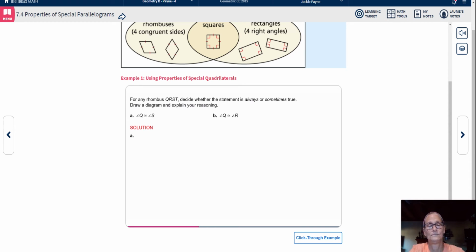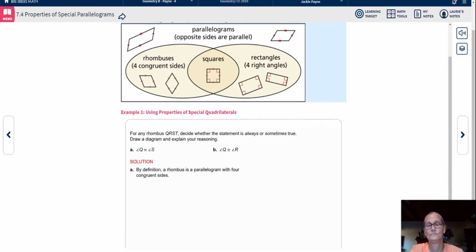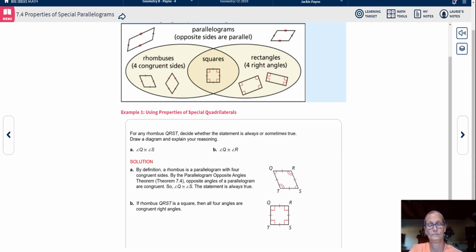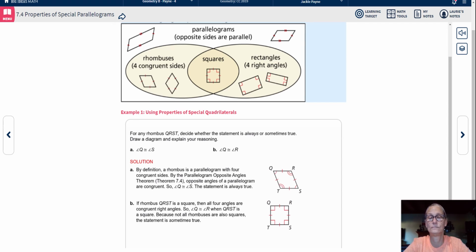Solution. Part A. By definition, a rhombus is a parallelogram with 4 congruent sides. By the parallelogram opposite angles theorem, opposite angles of a parallelogram are congruent. So, angle Q is congruent to angle S. The statement is always true. Part B. If rhombus QRST is a square, then all 4 angles are congruent right angles. So, angle Q is congruent to angle R when QRST is a square. Because not all rhombuses are also squares, the statement is sometimes true.